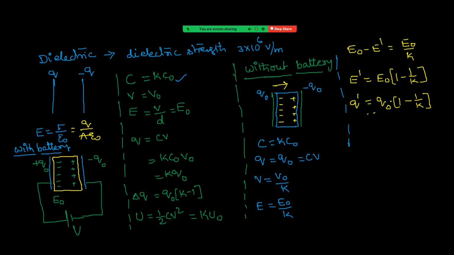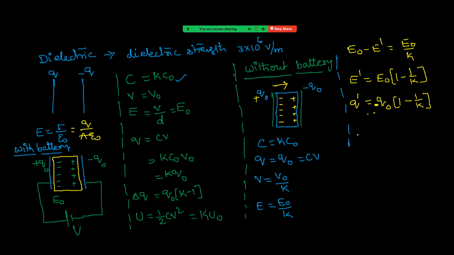And see here, I have taken only the magnitude. Remember, if this is positive, the induced one is negative. If it is negative, the induced one is positive. That means if I am taking Q naught positive, this will be negative. So I should write a negative sign here. Why the negative sign? Because the sign is opposite. If it is a plus, minus. If it is a minus, plus. So Q dash equal to minus Q naught into 1 minus 1 by K.